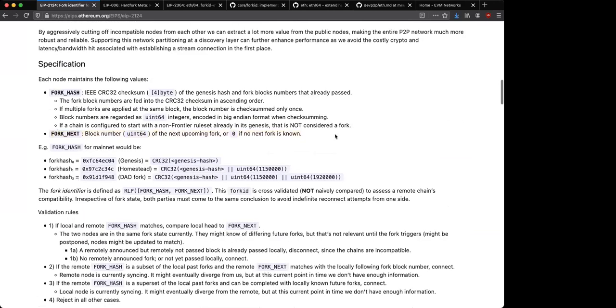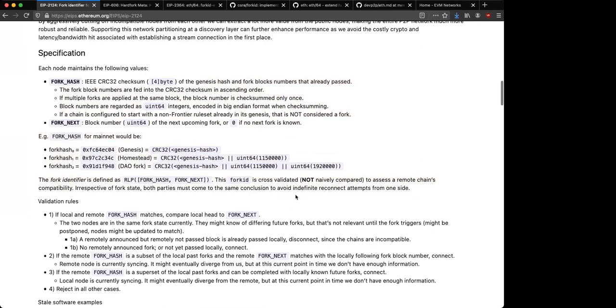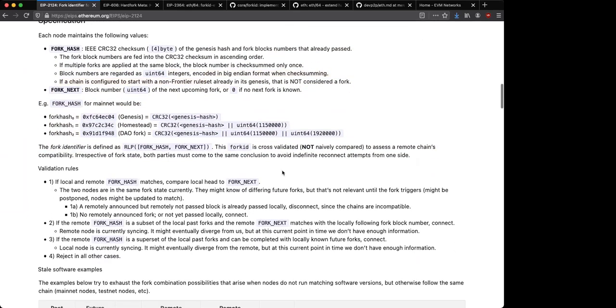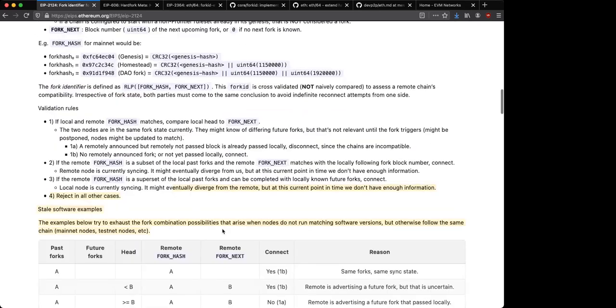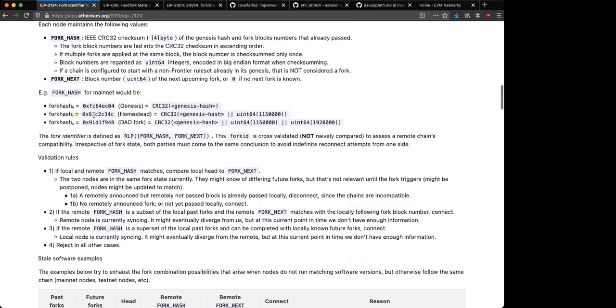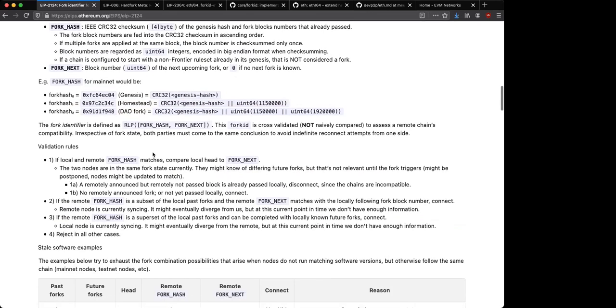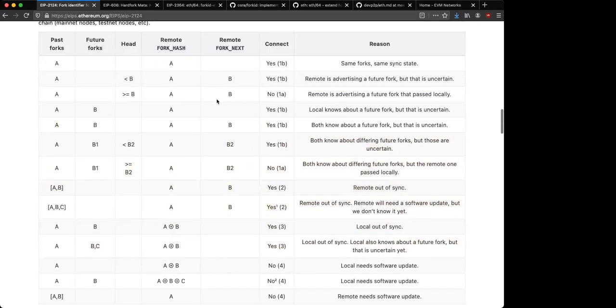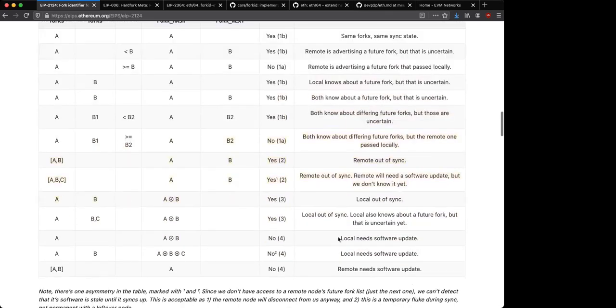So the fork next is simply the block number of the next fork. And the next fork is basically the next fork according to what the node thinks it is. So if the node is currently in the Homestead state, then the next fork will be the DAO fork, for example. And this information is also used during the validation. It can be used to detect if the node has upgraded or not.